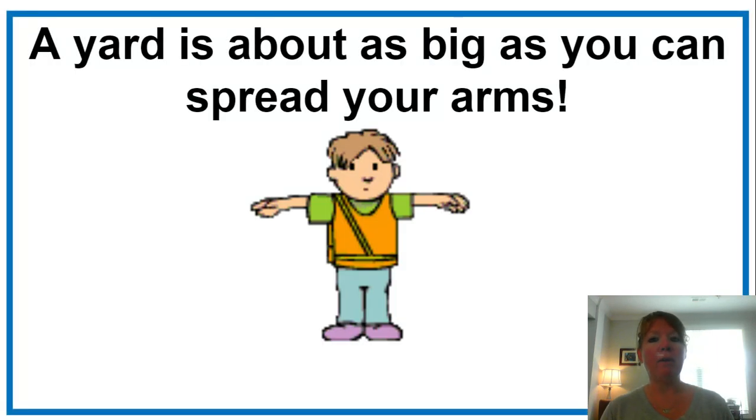A yard is about as big as you can spread your arms. So if you take right now and spread your arms from one end to the other, stretch out, fingers out, that is about 1 yard. So if you don't have a yardstick or 3 rulers, you could always stretch out your arms as far as they can and point your fingers, and that would be 1 yard.